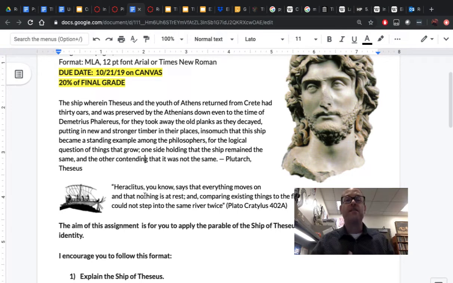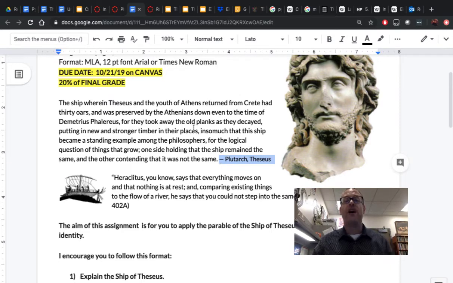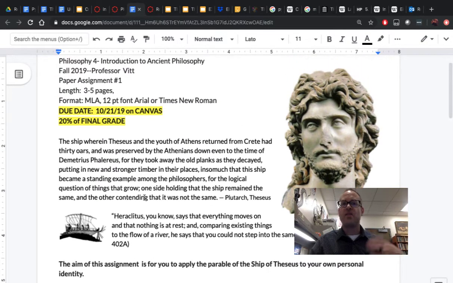So, what's the paper about? Well, I have a little blurb here from Plutarch. Plutarch was a priest at the Oracle of Delphi in ancient Greece. And so this story comes down to us from him. Plato mentions it, and even Thomas Hobbes talks about it later in the modern era.